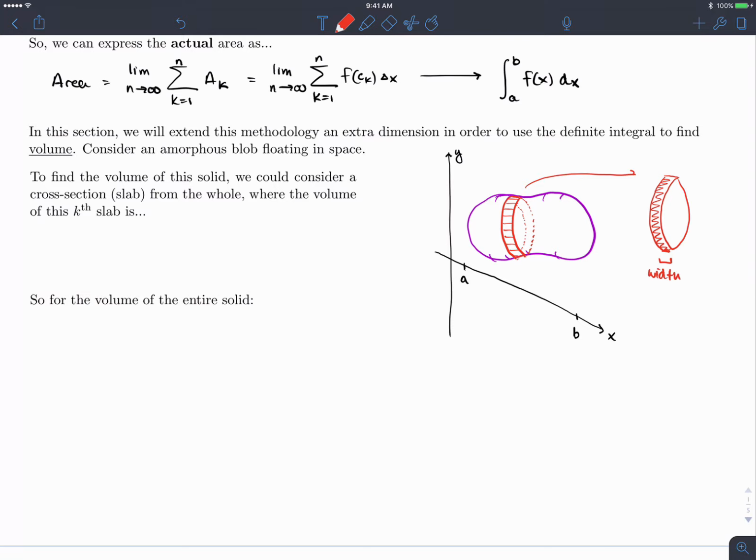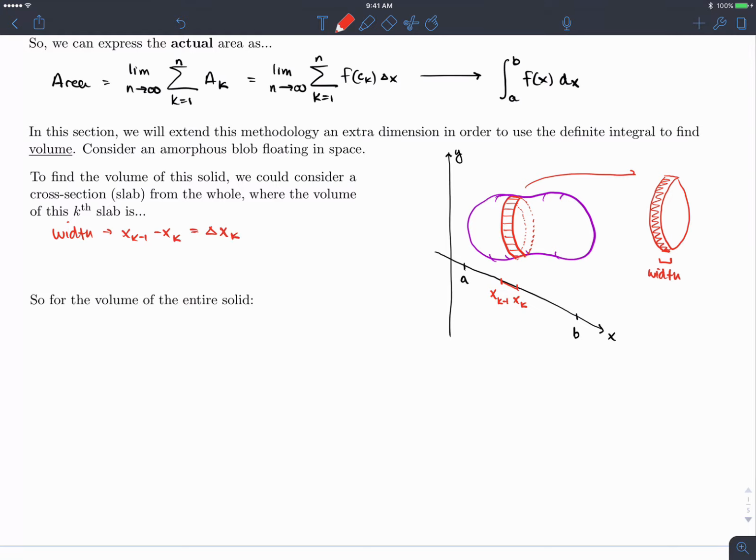of the slab. And we could say that's from x sub k minus 1 all the way to x sub k. So very similar to the way we did it with area under a curve. Let's start taking note of these. So the width of this slab is going to be x sub k minus x sub k minus 1, which once again we're going to refer to as delta x sub k.